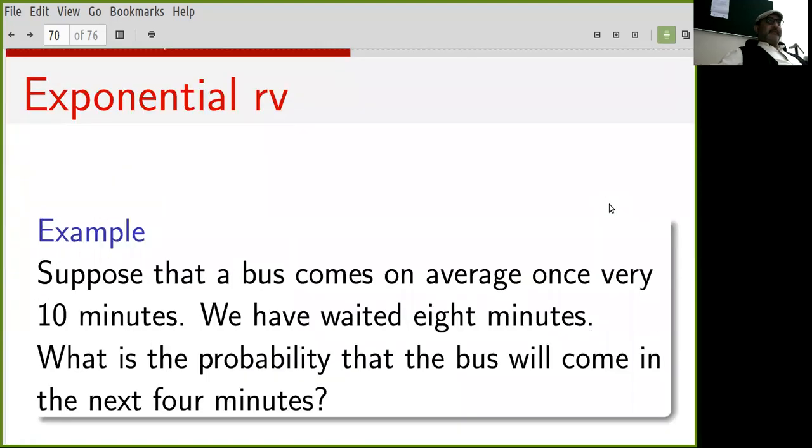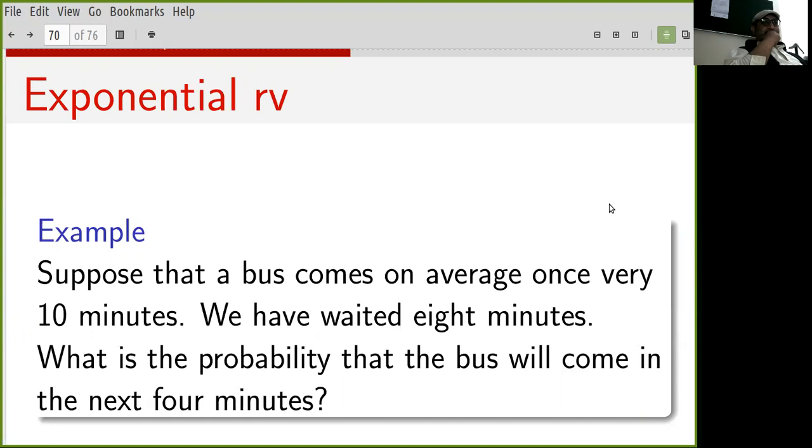Okay, now here's a very interesting property of the exponential random variable, and no other random variable has this property. Supposing a bus comes every 10 minutes. We're waiting for the bus. We've waited 8 minutes. So intuitively, if I've waited a long time, then that bus should be coming along very soon. So what would be the expected time that I have to wait?